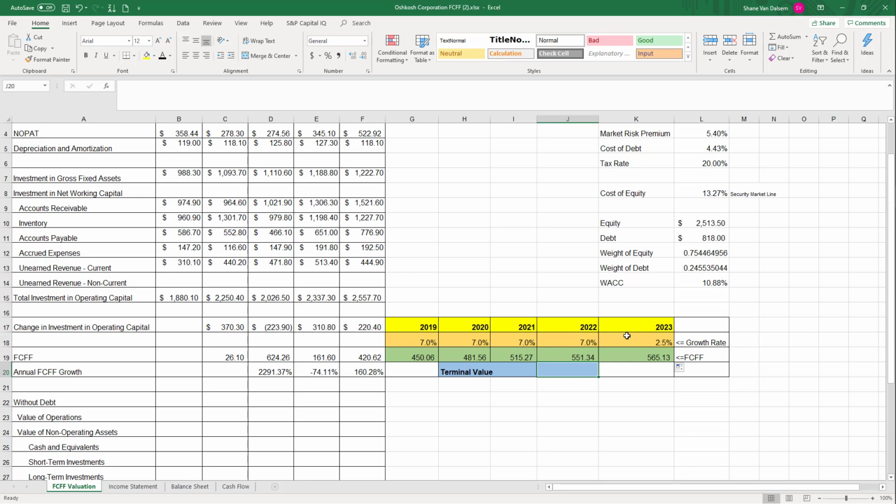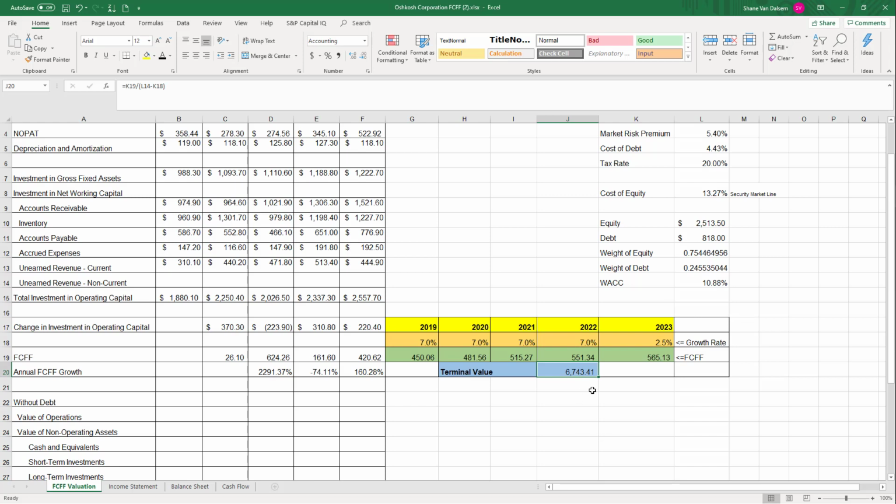Our terminal value then, and the idea here is that the amount we could sell the operations of Oshkosh Corporation for at the end of 2022 is going to be calculated using that constant growth model now, where we take the next year's free cash flow, equal to the next year's free cash flow divided by the weighted average cost of capital, and notice I put this in parentheses, minus the long-term growth rate of 2.5%. So we get a terminal value of $6,743,041. Okay.